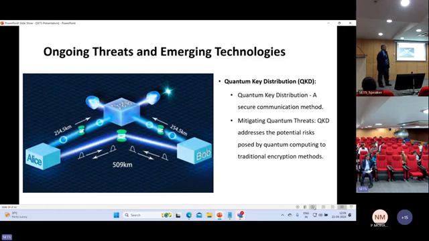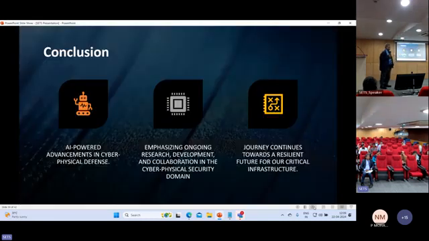So, ongoing threats and emerging technologies: quantum key distribution. This is very famous, and a lot of work has been done here. How do you secure a good communication model? That's very important in quantum key distribution. And then mitigating quantum threats, okay? Addressing the potential risk that quantum computing poses to traditional encryption methods. We have a paper that is going to be published on quantum encryption, which is being used for many real-time applications.